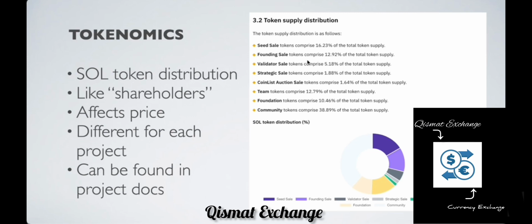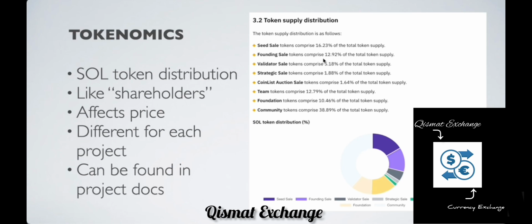This means we can see who is holding it. Seed sale, 16%. Founding sale, 13%. So founding sale is very early investors. If this is very high, are those founding investors going to sell out when the price goes up? Maybe they'll lock in some profits. So when are they actually going to sell?